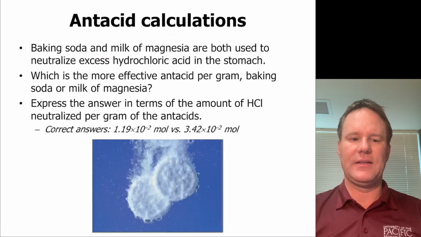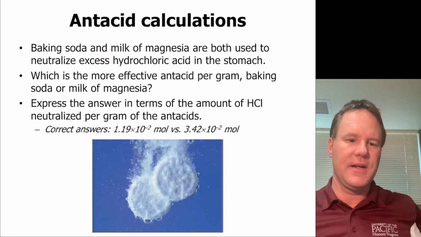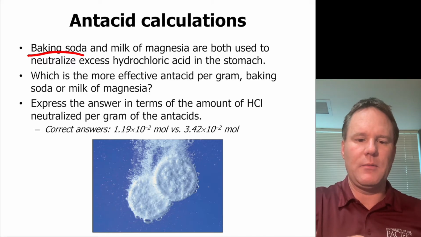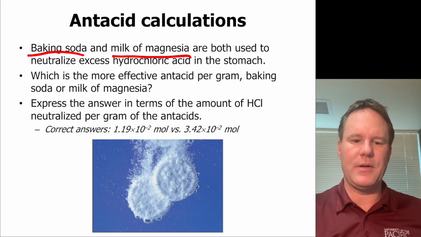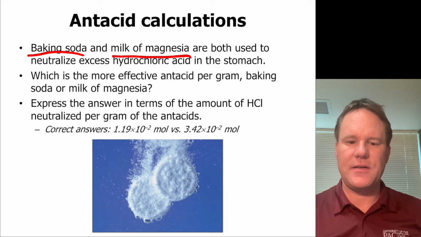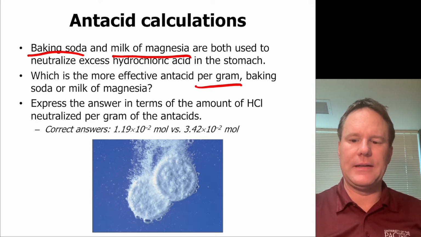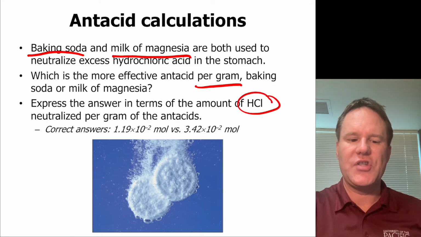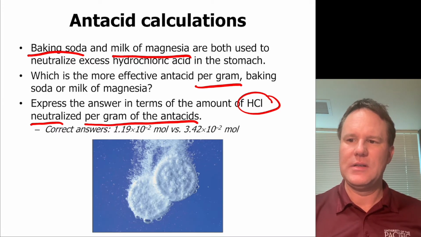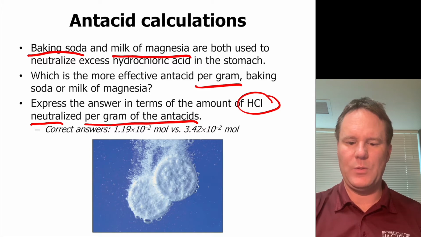We have 2 antacids. One would be baking soda, and the other one would be milk of magnesia. Let's see if we remember these ancient names. It's used to neutralize hydrochloric acid. And the question is, which one is more effective per gram? How would you express that? Well, how much HCl is neutralized per gram of the antacids? So we need a few numbers for that, and we start out with 1 gram of both.